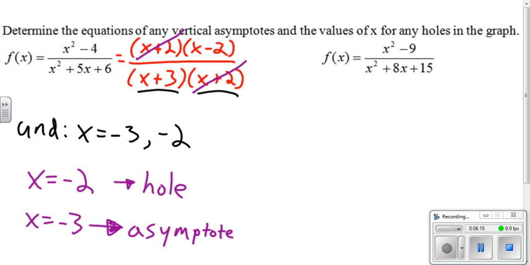So those are our values of the holes and the asymptotes for that graph. So let's try it again over here.